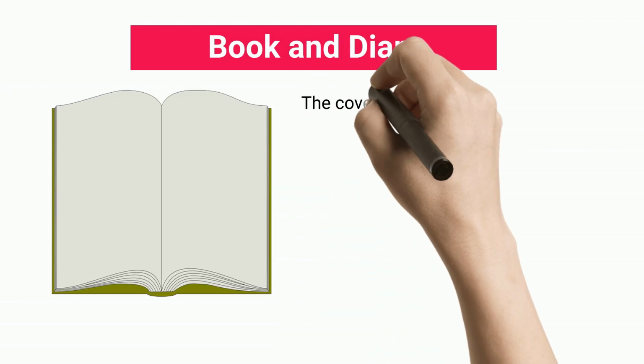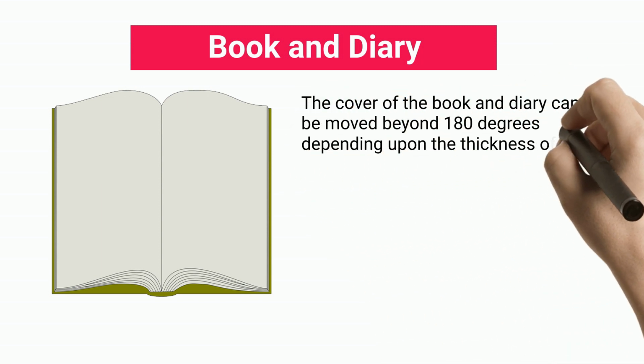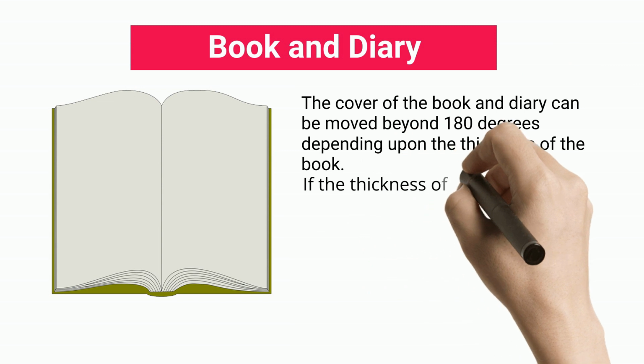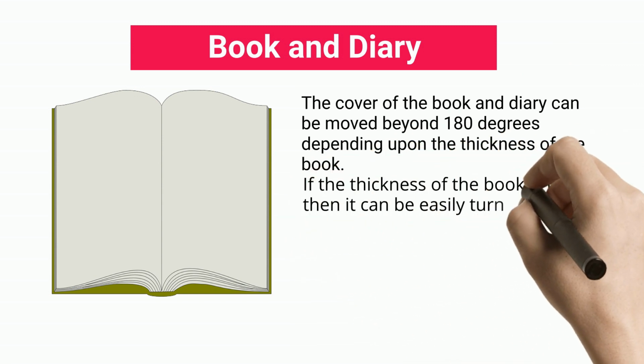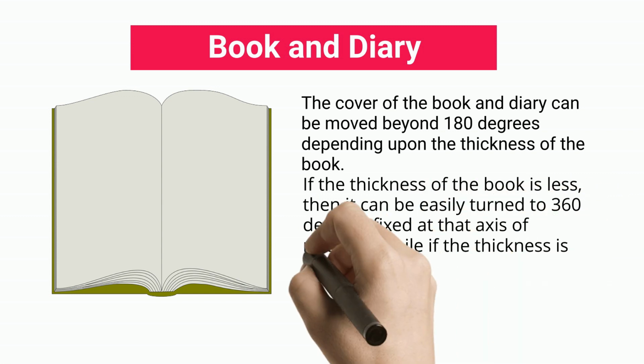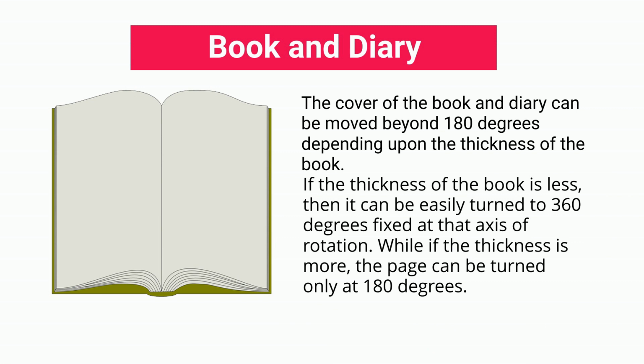Book and diary. The cover of the book and diary can be moved beyond 180 degrees depending upon the thickness of the book. If the thickness of the book is less, then it can be easily turned to 360 degrees fixed at that axis of rotation. While if the thickness is more, the page can be turned only at 180 degrees.